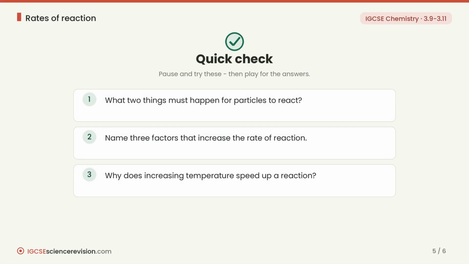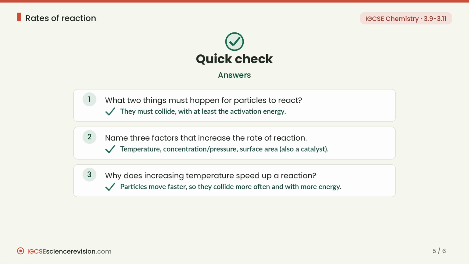Let's check what you've learned. Question 1. What two things must happen for particles to react? Question 2. Name three factors that increase the rate of reaction. Question 3. Why does increasing temperature speed up a reaction? Pause the video and have a go. 3, 2, 1. Here are the answers.